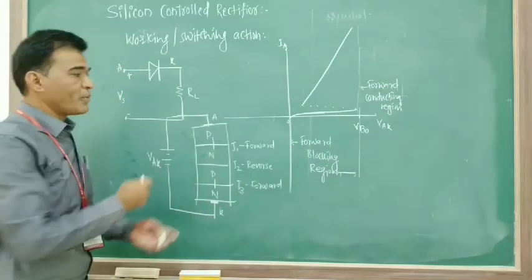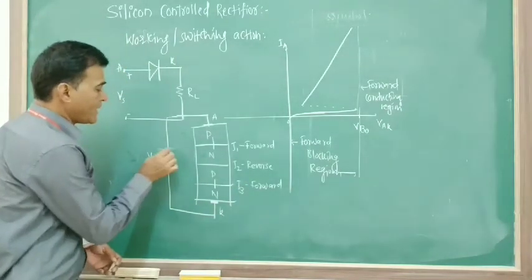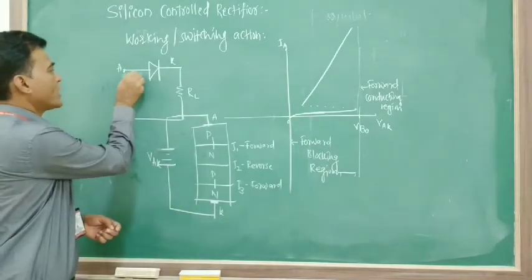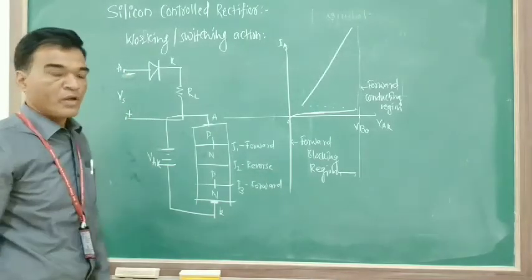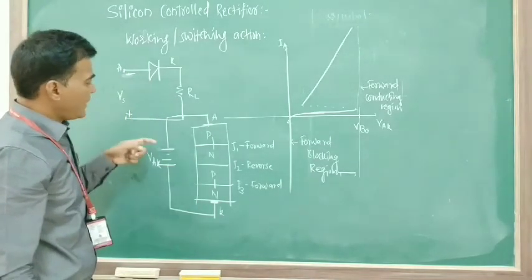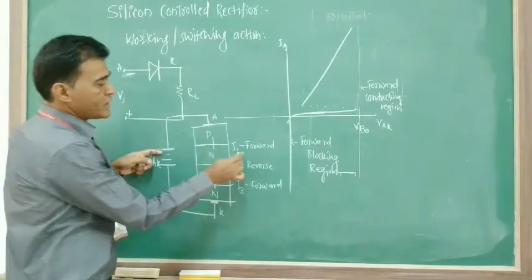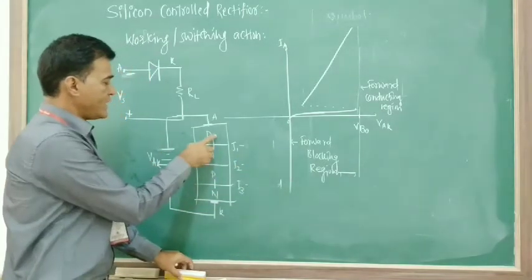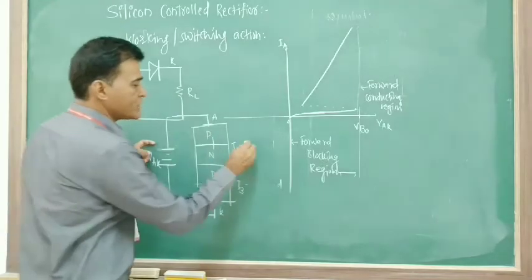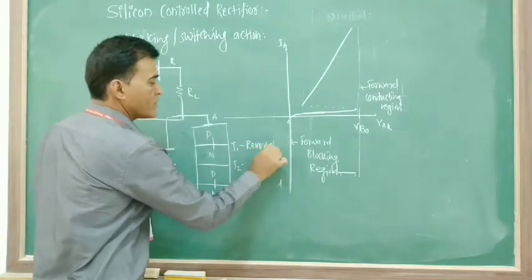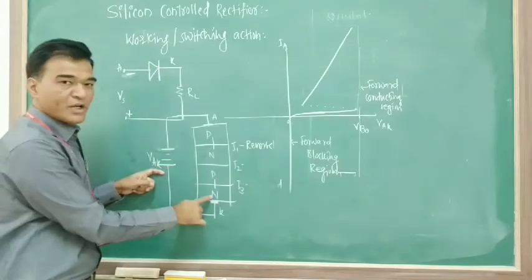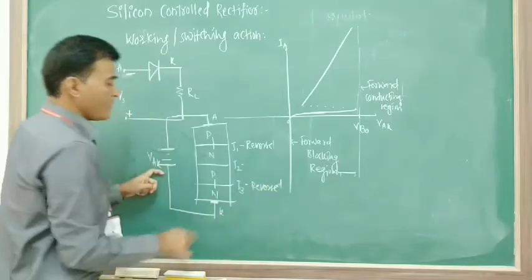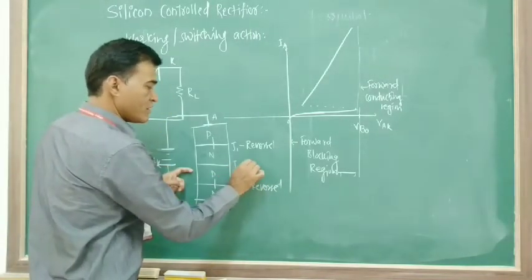Now let us apply a negative voltage in between anode and cathode. If I connect the negative supply in between anode and cathode, I need to change these polarities, so here it becomes negative and positive. Now when I apply the negative voltage in between anode and cathode, junction J1 is reverse biased, as negative is applied to the p-type material. Similarly, positive is connected to the n-type material, hence junction J3 is also reverse biased. Junction J2 is forward biased.